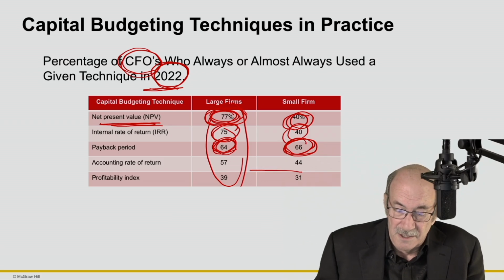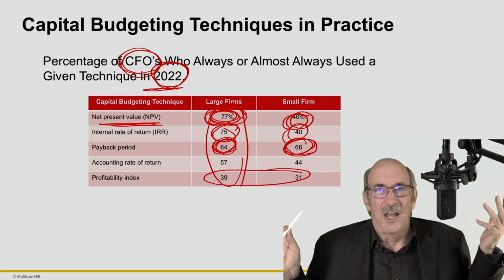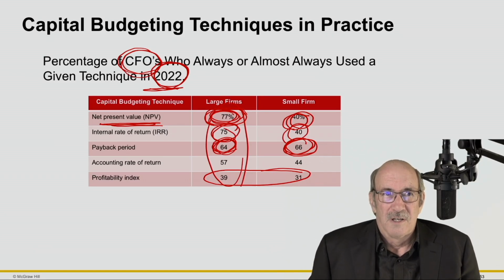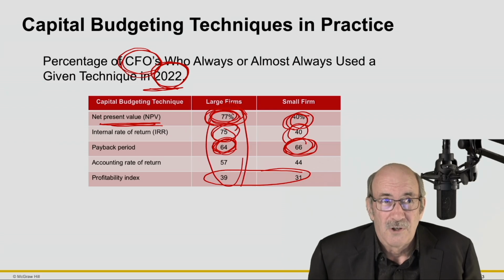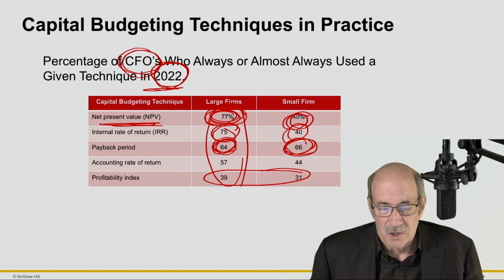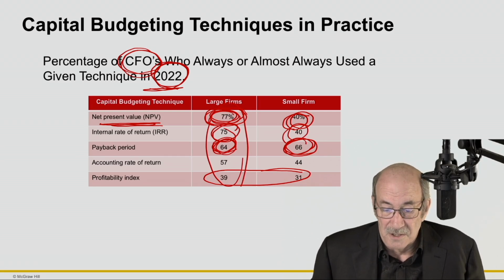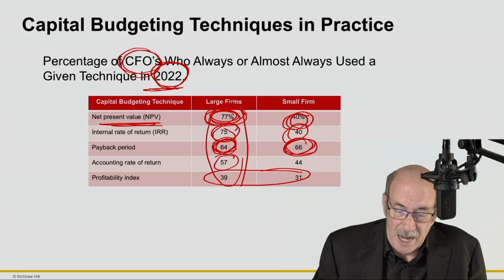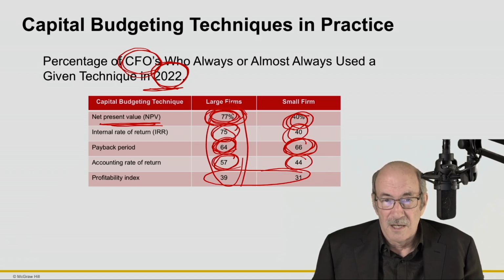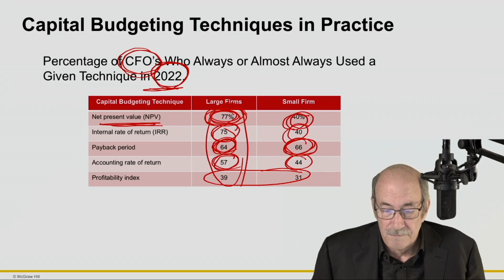Now, the least used is the profitability index, which I don't understand why that's less used than the accounting rate of return. The accounting rate of return has multiple issues, not the least of which is that they're not cash flows, they're accounting flows. Not to mention that we're not looking at all of the cash flows, and we're not timing them when they occur. We're just looking at the accounting profitability, and so that's a terrible rule. But still, more than half of large companies use that, and 44% of small companies use the accounting rate of return to analyze projects.